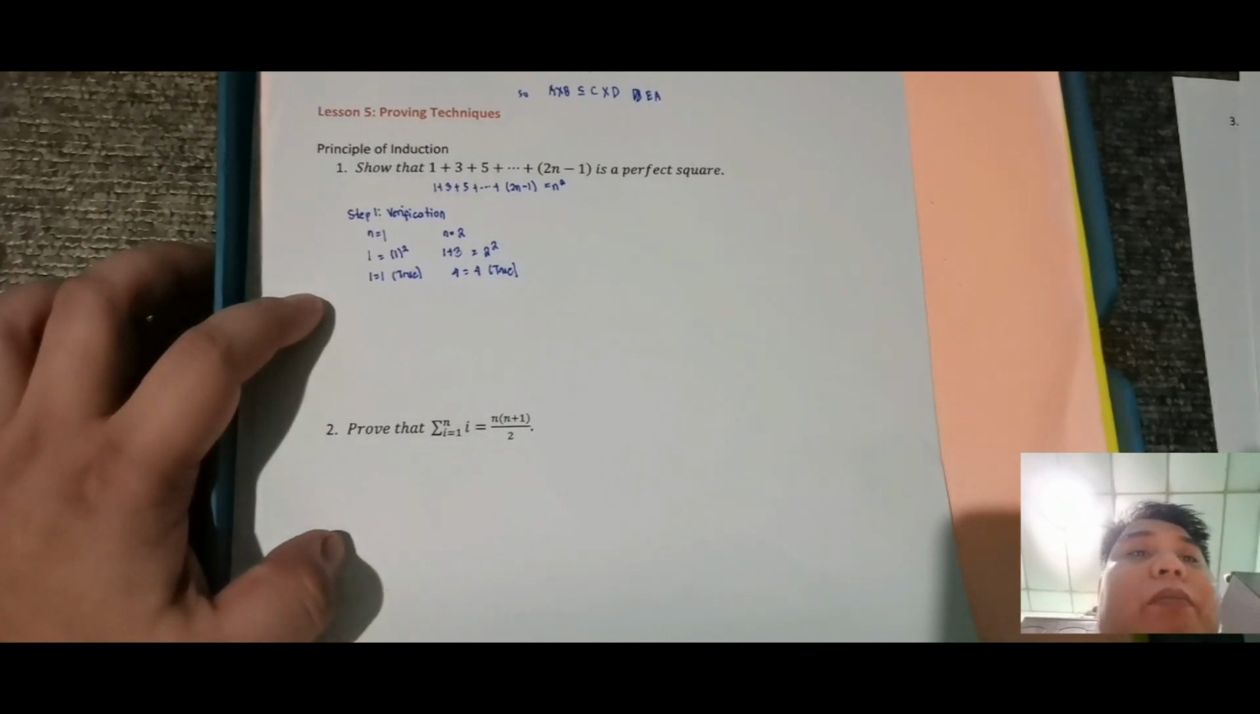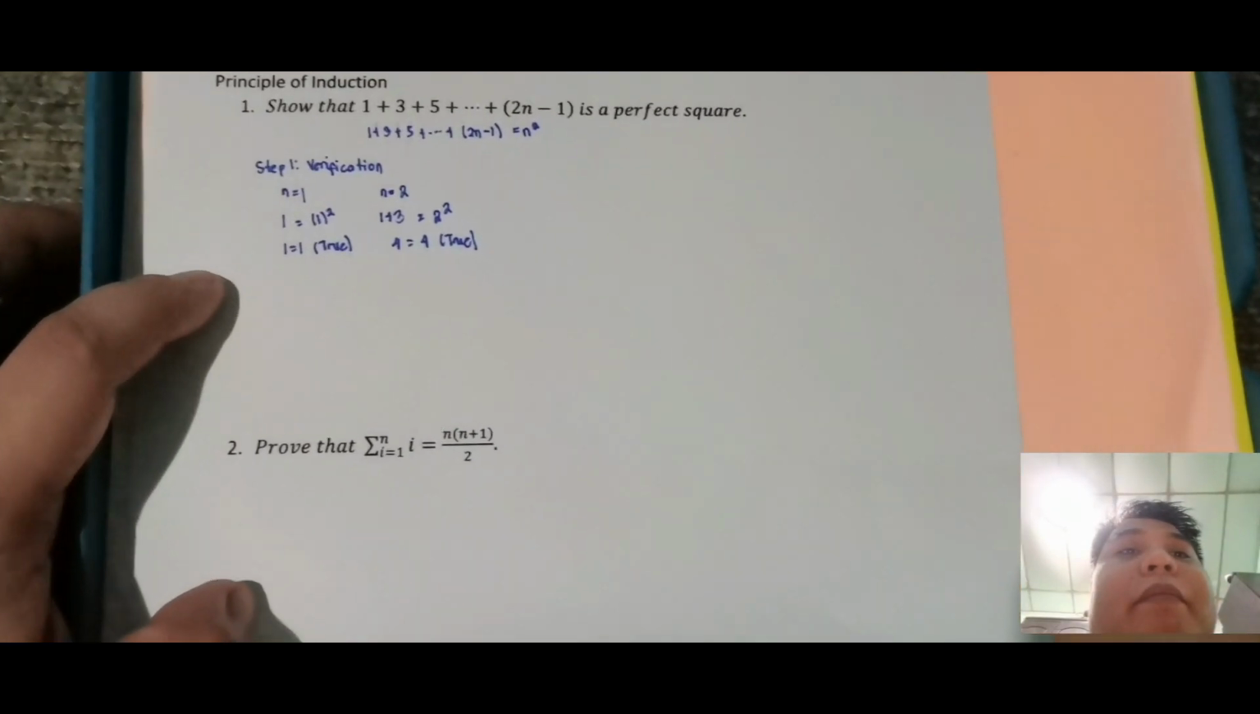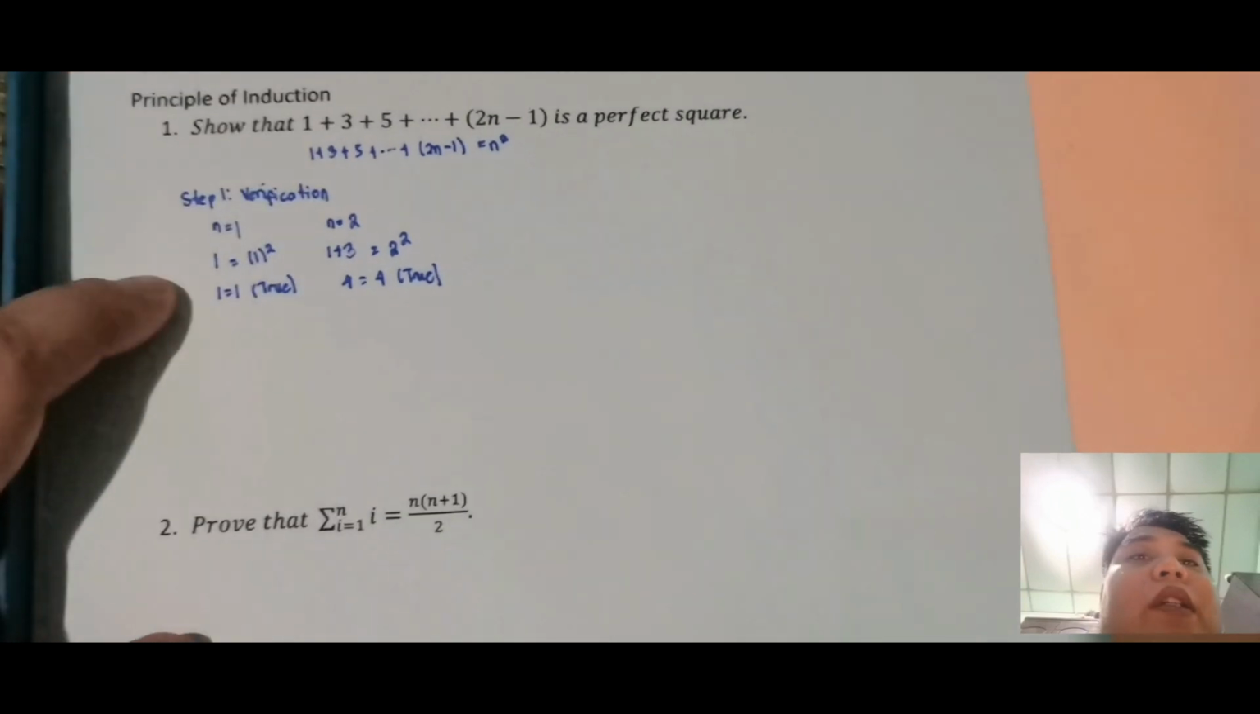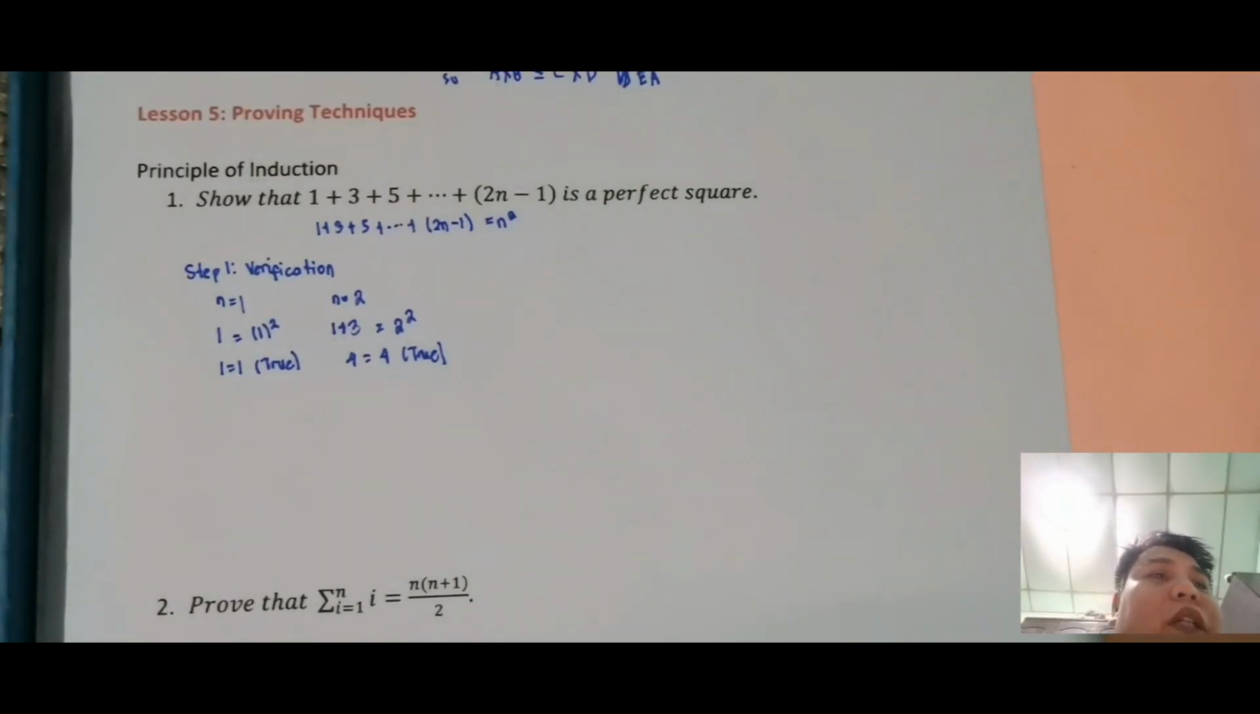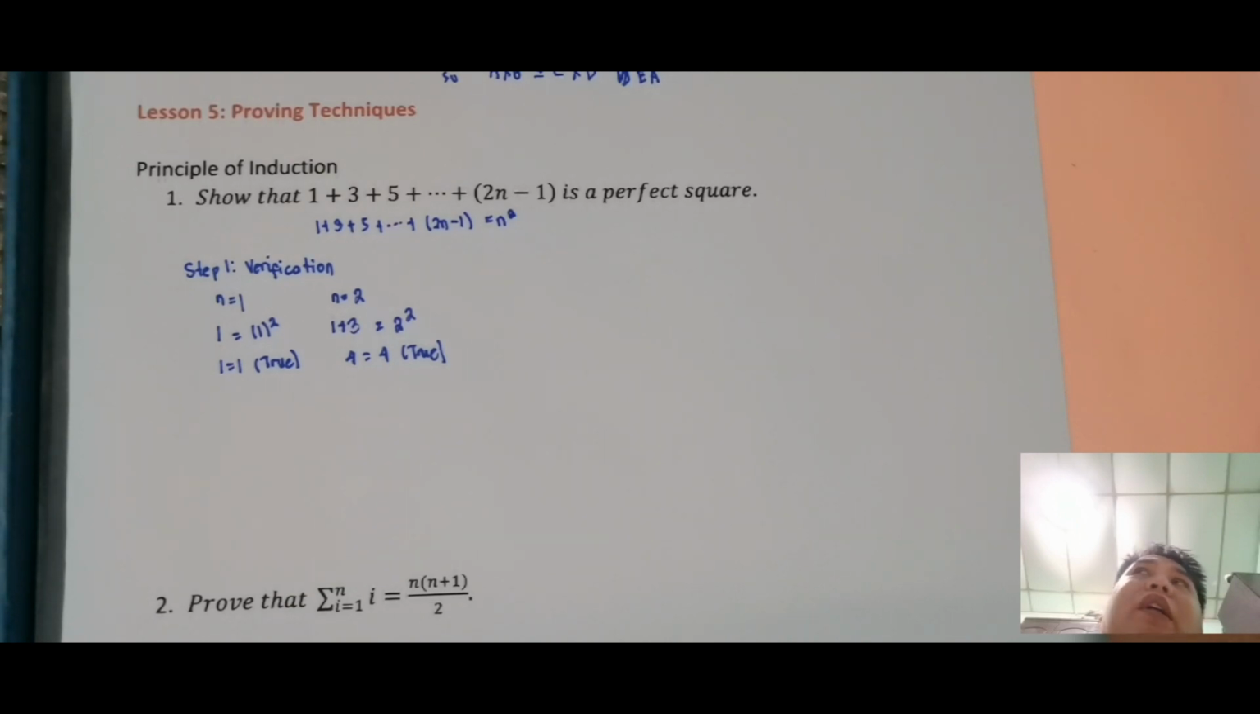Okay, so proceed tayo dito sa ating proving technique. So una is lesson 5. So proving technique. May actually tatlong klase ng proving technique: by mathematical induction, by indirect proof, ang tawag dito contradiction, tapos yung lastly proof by divisibility. Okay, ituturo pa sa number theory, kaya medyo happy ako kasi kailangan ko siya ituro.